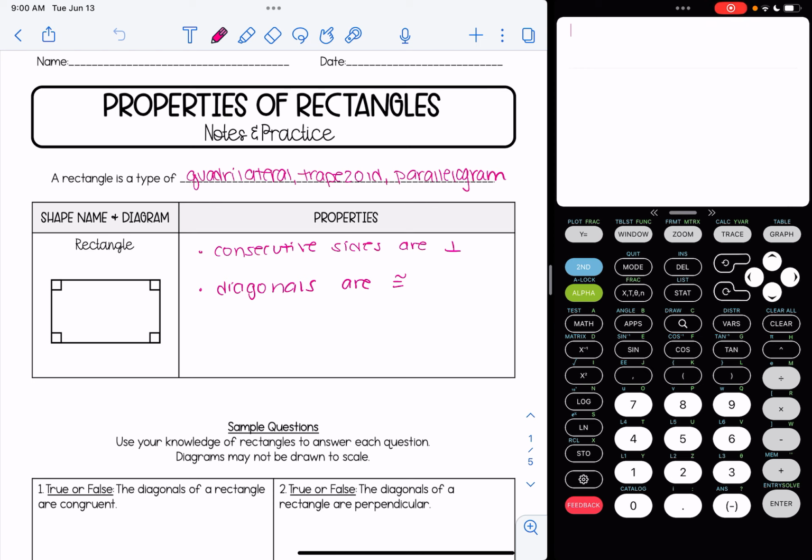But there are two new properties that are unique to rectangles. That's that the consecutive sides are perpendicular. That means they form right angles. And also that the diagonals are congruent. So we're going to be working a lot with those two facts throughout this video.